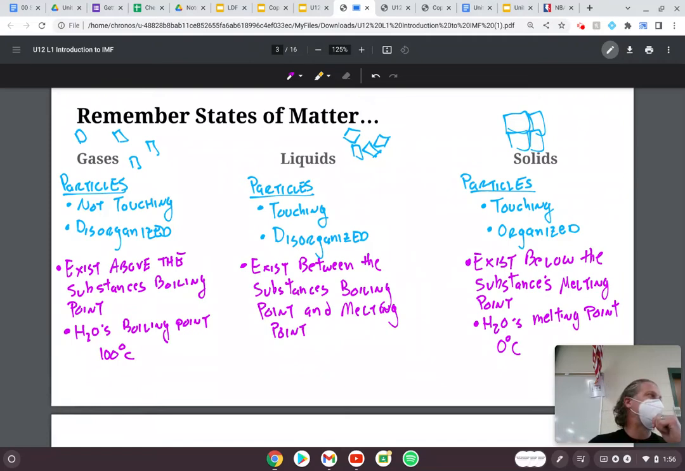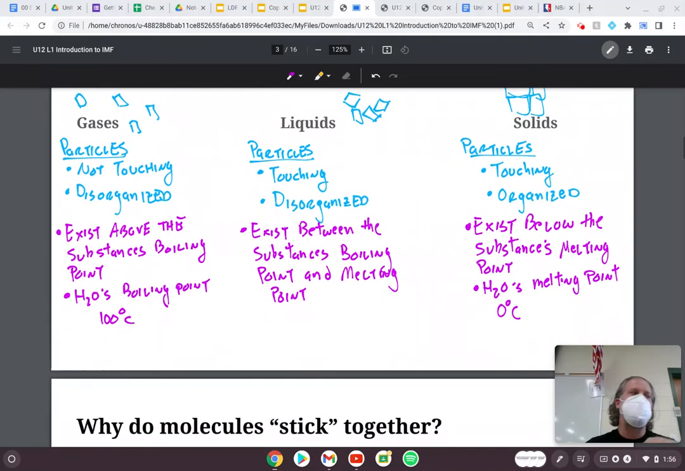Okay. So the next question that we're going to attempt to answer today is: why do molecules stick together? Like I said, we're going to do our very best to assess that and try to figure that out, and hopefully you'll come to some degree of understanding. So why do molecules tend to stick together?